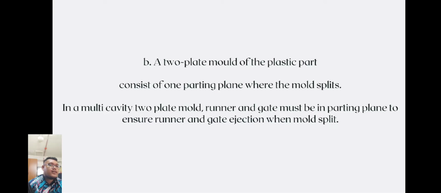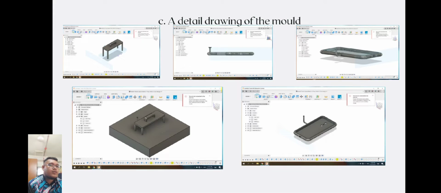So C is the detailed drawing of the mold, for which we use Autodesk Fusion 360 for making this design. As you can see, there is the ejector pin, the part, the runner, the feed system, gate system, and parting line, and then there is the core and cavity.